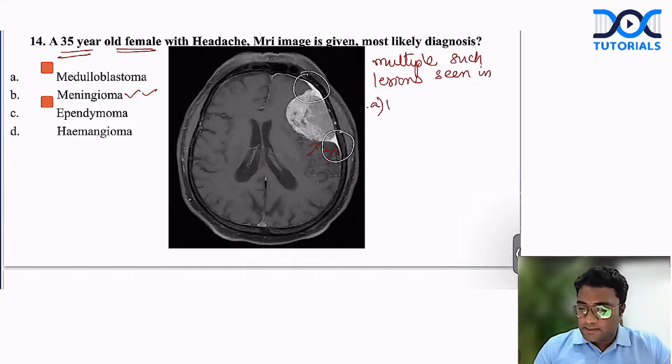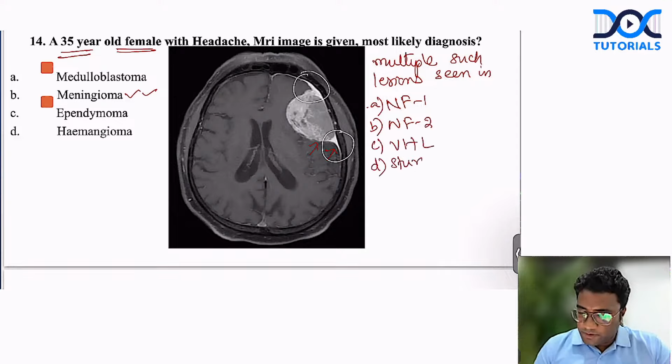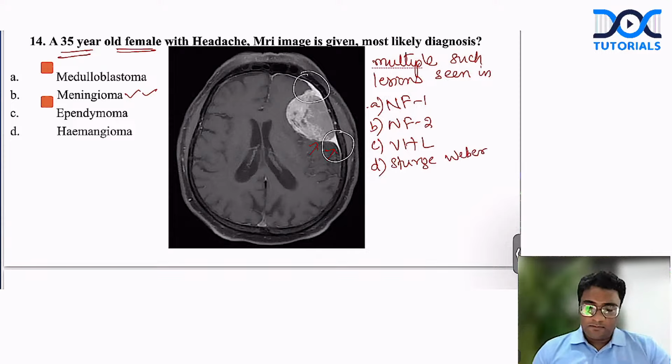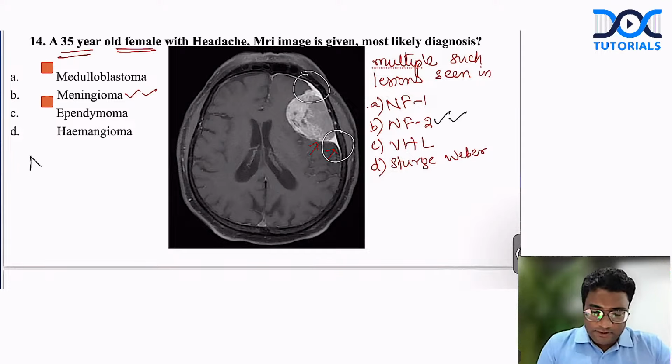If I give you options like NF1, NF2, von Hippel-Lindau syndrome, or Sturge-Weber syndrome, what is your answer? Can you tell me what this is? If I ask you, multiple such lesions are seen in which condition? This is definitely NF2, MISME lesions.